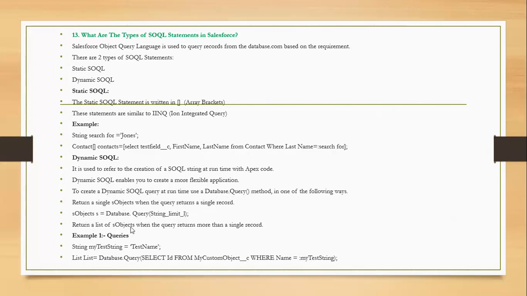Return a list of objects when the query returns more than a single record. Example: string test string = 'test', list name list = Database.query('select Id from MyCustomObject__c where Name = my testing'). Next question.